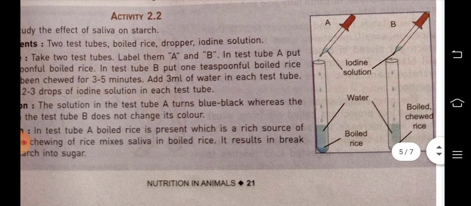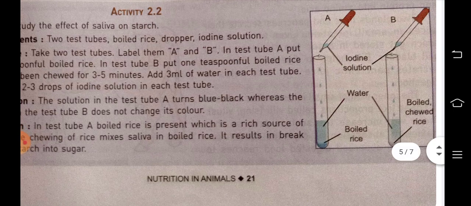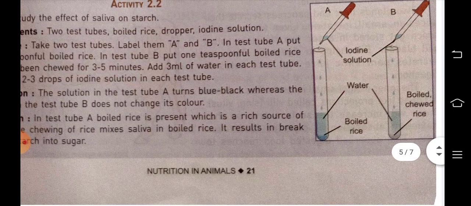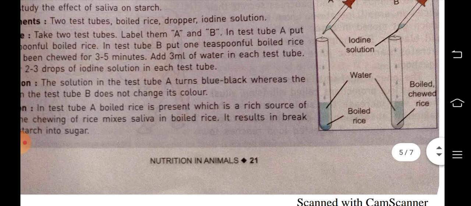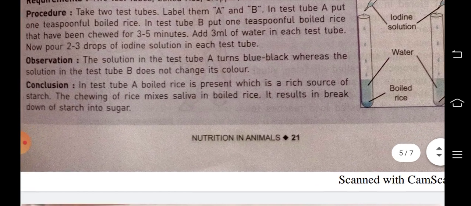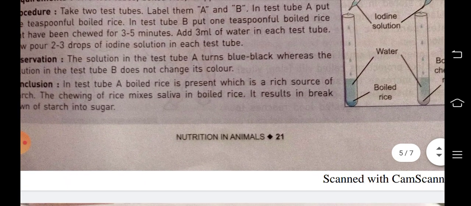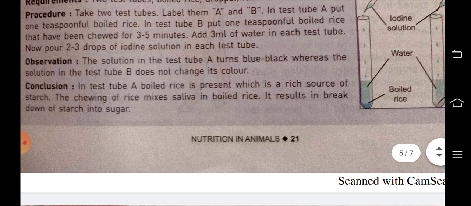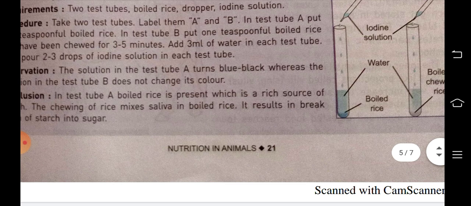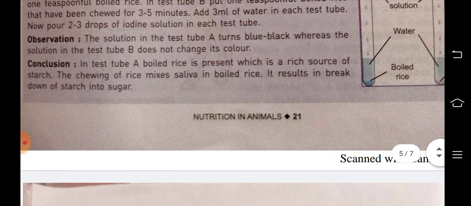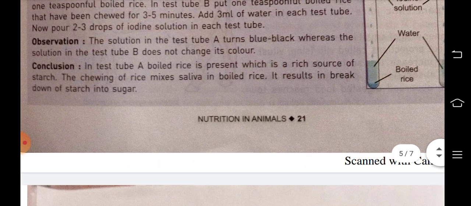See here, first test tube A, where boiled rice is there, and in second, chewed boiled rice mixed with water and then iodine solution. What we will observe? We will observe that the solution in the test tube A turns blue-black, whereas the solution in the test tube B does not change in its color.